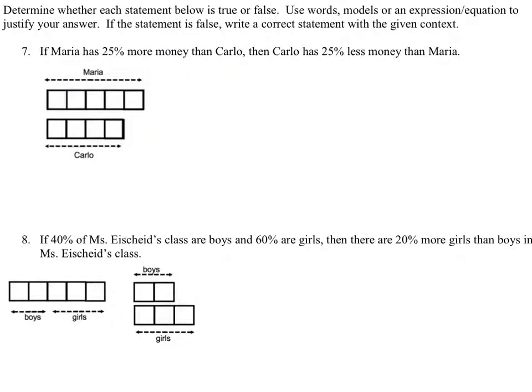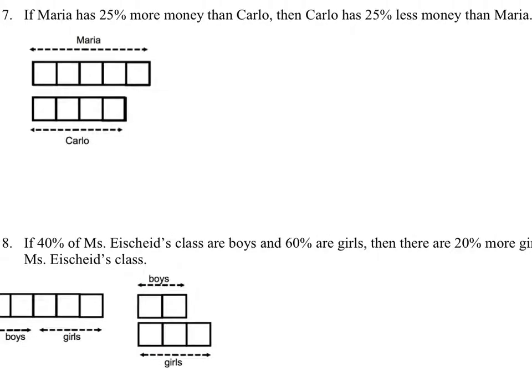Determine whether each statement below is true or false. We'll use words, models, or an expression or equation to find the answer. Yes, you guys don't like words or models, so we're going to use the equation to solve these. If the statement is false, we'll write a correct statement with the given context. All right. So number 7, if Maria has 25% more money than Carlo, then Carlo has 25% less money than Maria. All right, now they did set up a nice model for us, which was extremely generous.